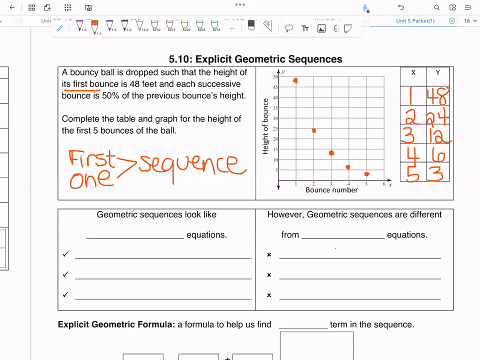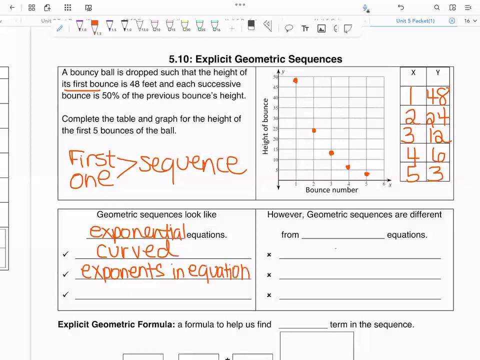All right, so geometric sequences look like exponential equations. They're going to have that curved shape. When we look at our equations, we're going to have exponents in the equation. And they follow the pattern of exponentials. So here we can see this pattern is dividing by 2, or we can call it multiplying by 1/2. So just like with exponentials, geometric sequences will multiply or divide.